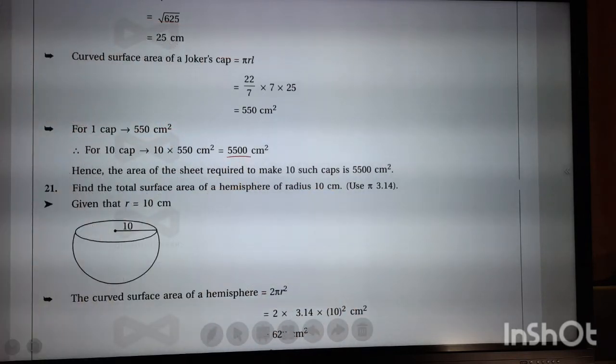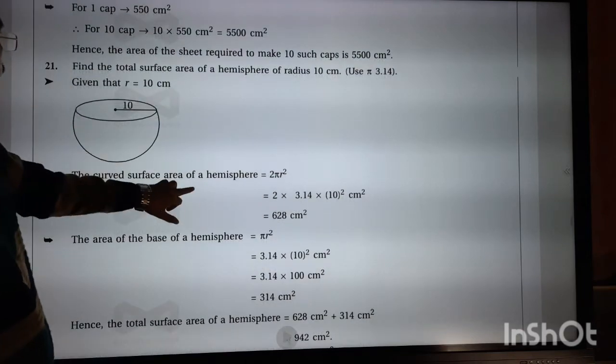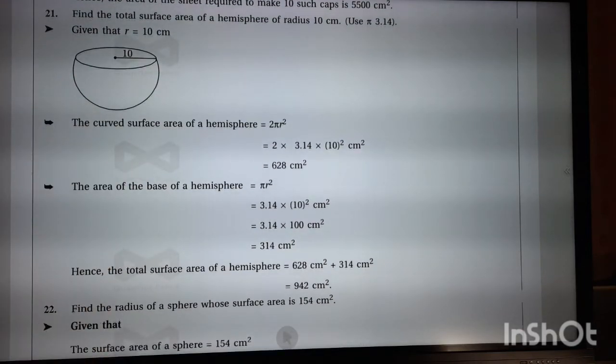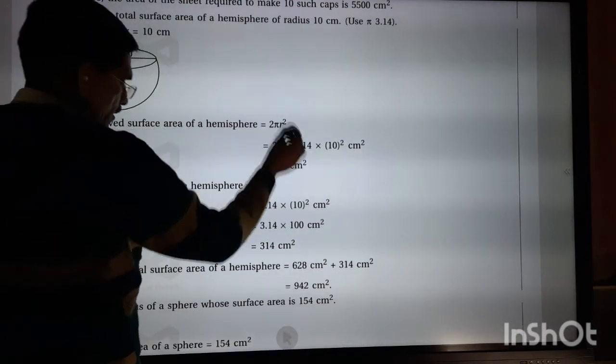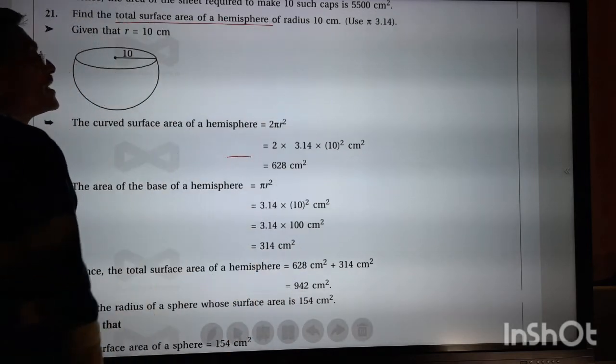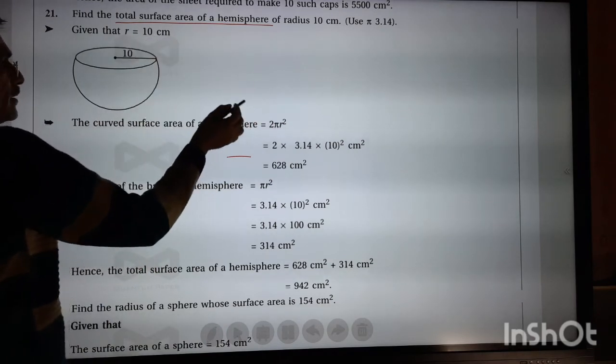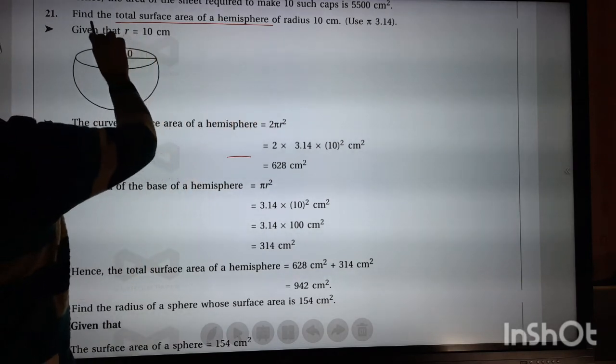500 centimeter square is there. Now, some related with the 21 sum, that is related with the total surface area of hemisphere. So total surface area of hemisphere, again it is find total surface.